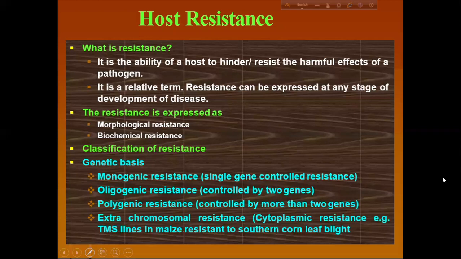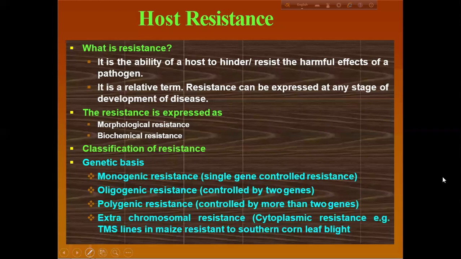This is a relative term, and this resistance of the plant can be expressed at any stage of the development of disease. Maybe the resistance of the plant initiates at the early stage of the disease development, maybe at the later stage of the disease development. And the resistance is expressed as morphological and biochemical.